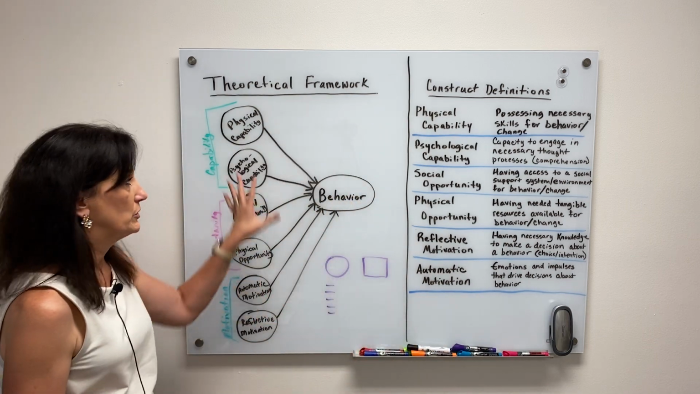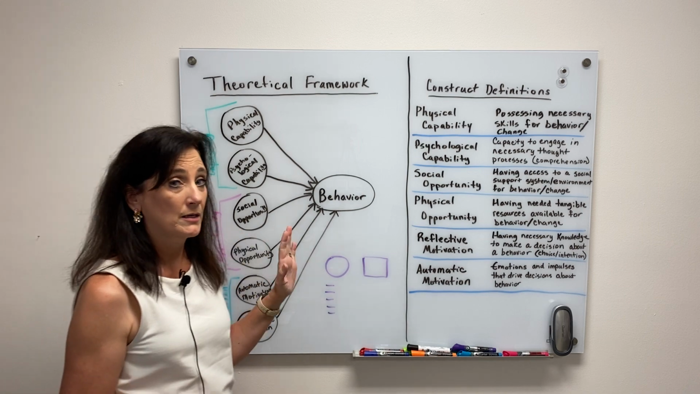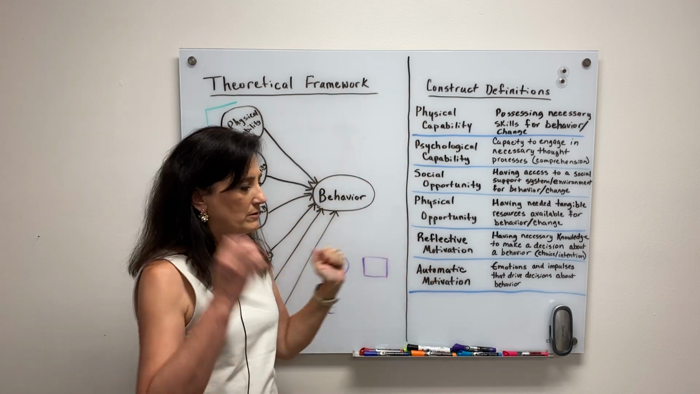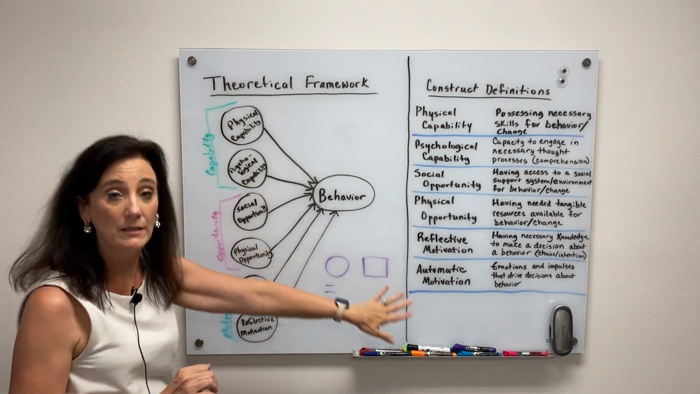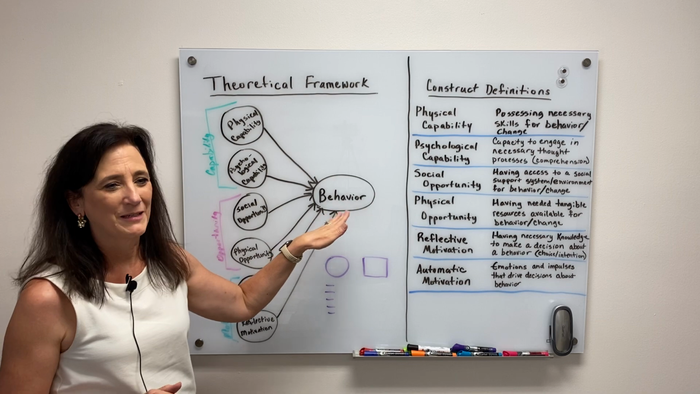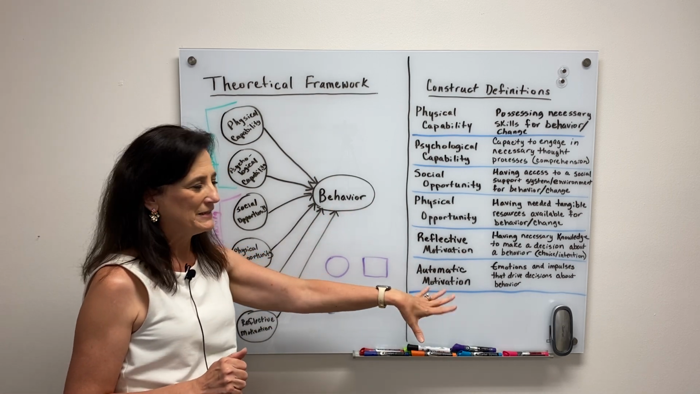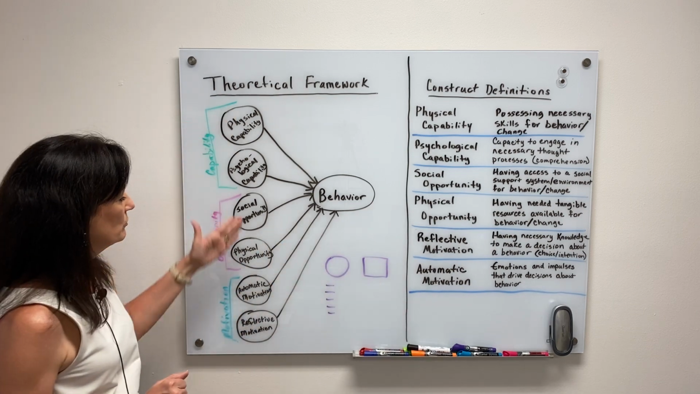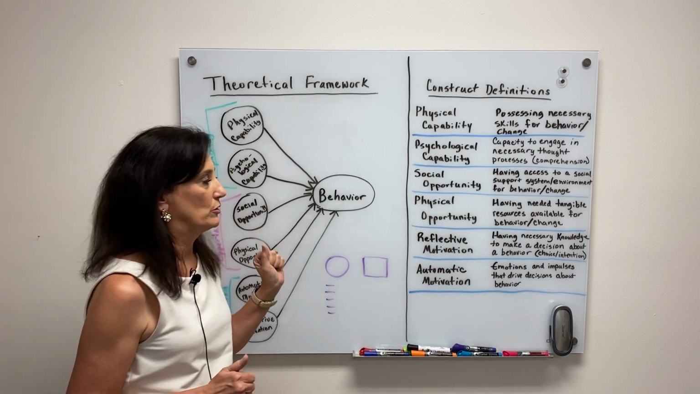Okay, so we've got constructs, and the second part of your assignment is to define those constructs. I didn't put a definition for behavior, because that's going to be very dependent on the specific behavior that you choose. Let's work through what the definition of each of these constructs is based on the literature.